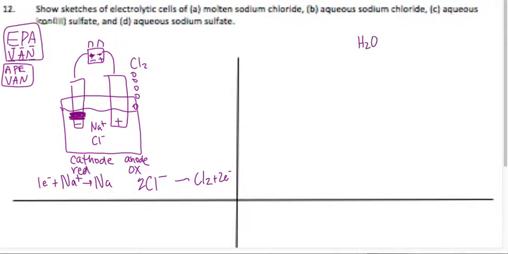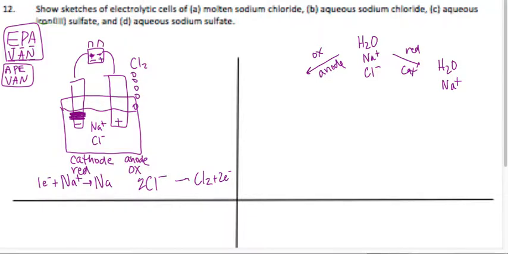Water, Na+, and Cl-. Okay, so I'm just going to go oxidation anode here. I'm going to do reduction cathode here. So, what potential two things could be reduced? What two things have the possibility of being reduced? H2O and Na+. Those two things can be reduced.